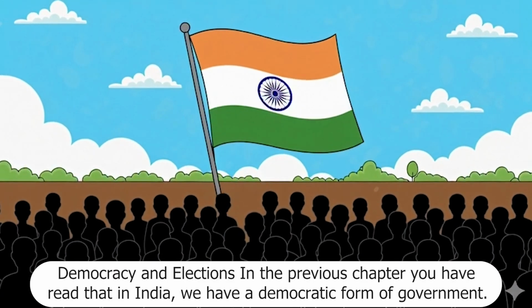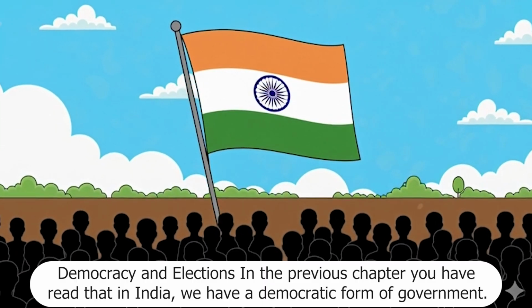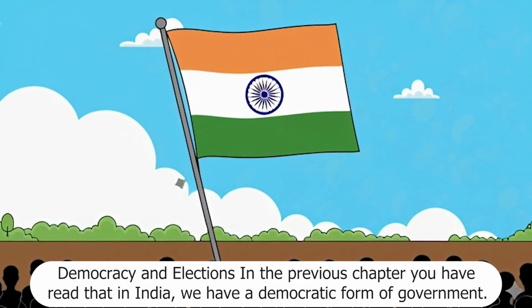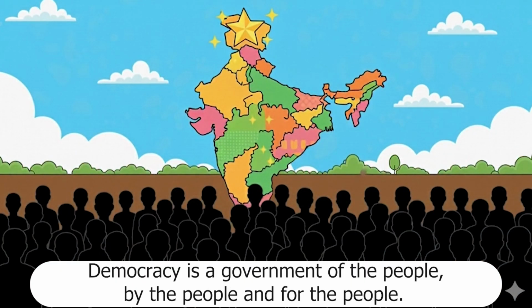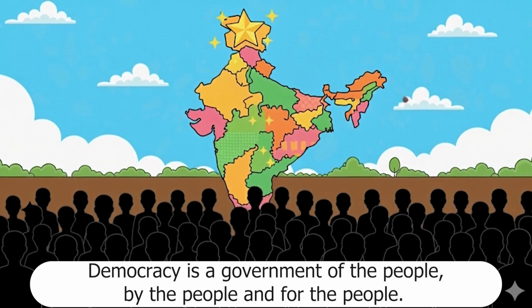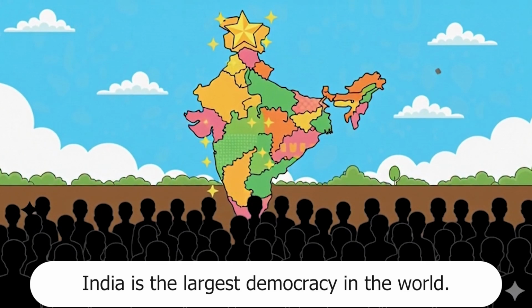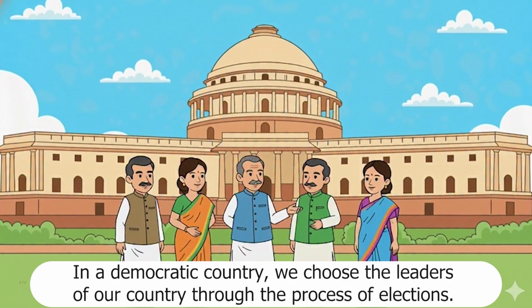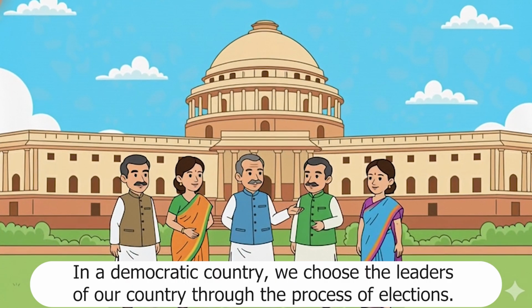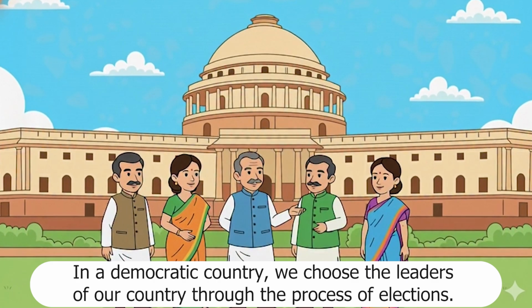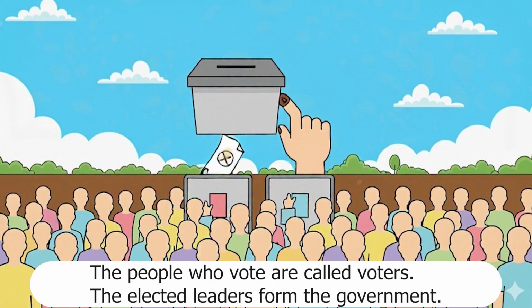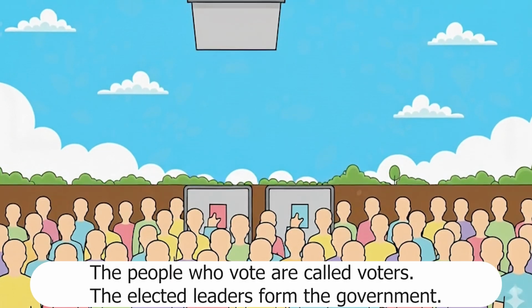Democracy and elections. In the previous chapter you have read that in India, we have a democratic form of government. Democracy is a government of the people, by the people and for the people. India is the largest democracy in the world. In a democratic country, we choose the leaders of our country through the process of elections. The people who vote are called voters. The elected leaders form the government.